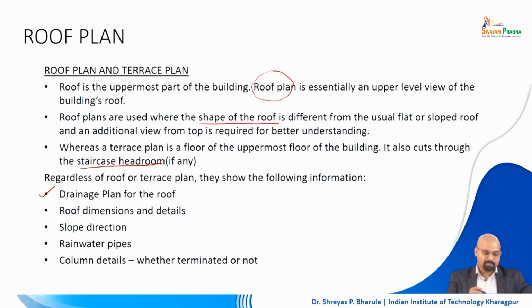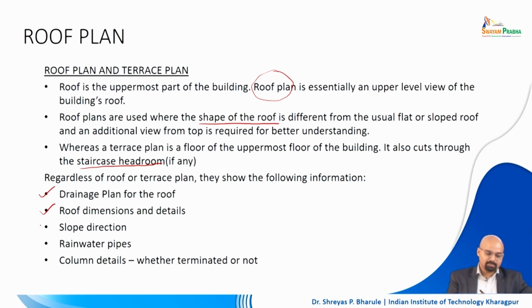First is the drainage plan of the roof. How are we going to drain the whole roof? That is to be represented. Next, the dimensions of the roofs and the details of the roof. If it is a sloping roof, all the details are to be mentioned. If it is a flat roof, how will the corners of the roof be treated? That is to be mentioned.